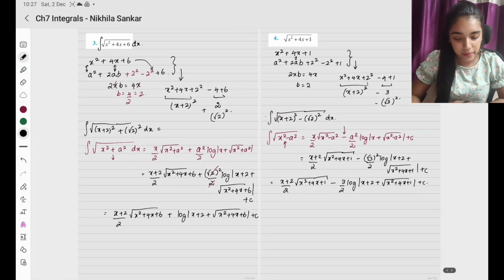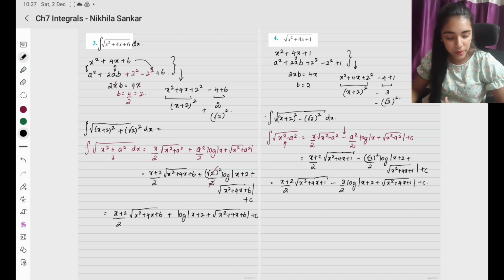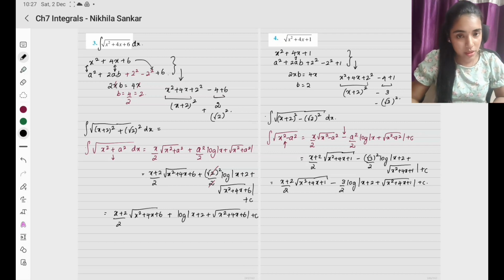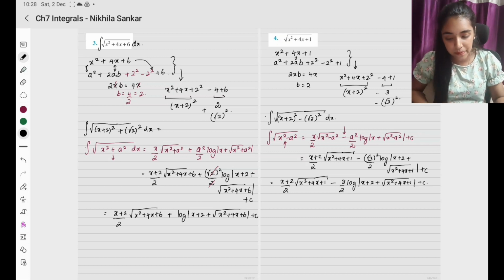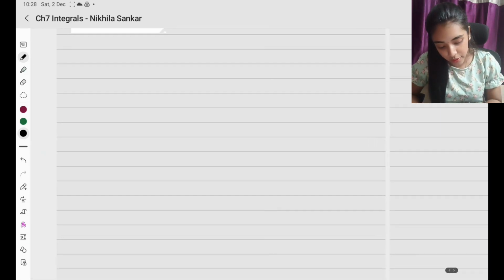Okay, please copy. Very simple. Completing the square, find which formula it is, and put it in the formula. Okay. Now moving on to the fifth question.